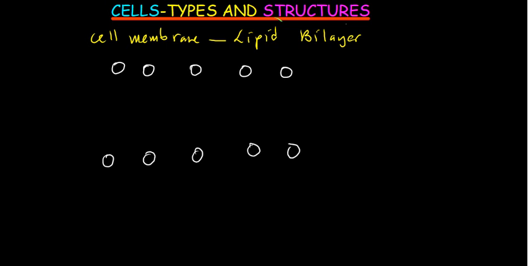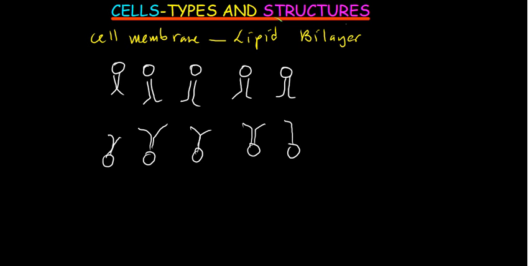Now, this kind of lipids, they've got the head and the tail. The tails point towards each other, while the heads are away from each other. We are going to look at this kind of lipid. So this is called a phospholipid. And phospholipid has got two parts.